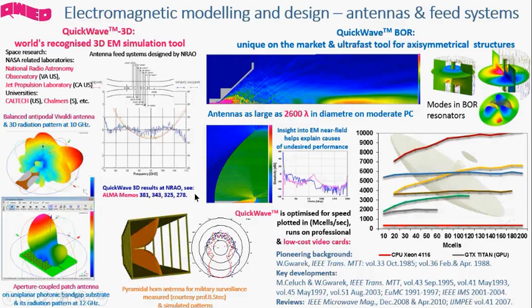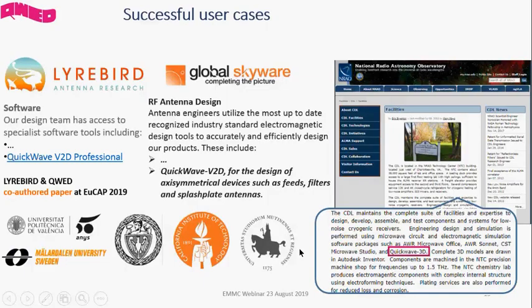What was quite unique for QuickWave is that we can treat very large geometries, and we have a special version for axisymmetrical structures. So we can treat objects which are now even 3,000 wavelengths in size.